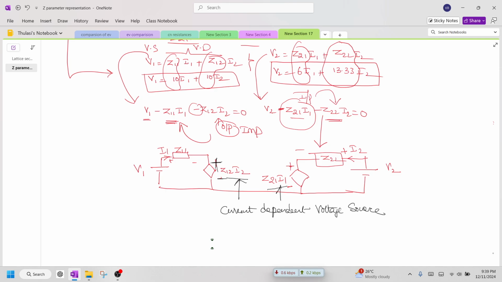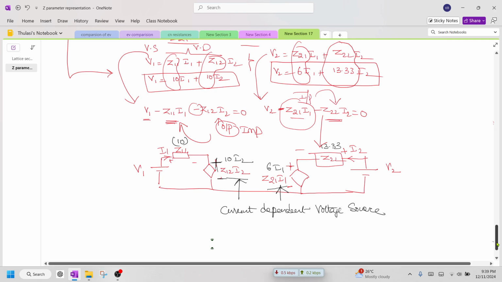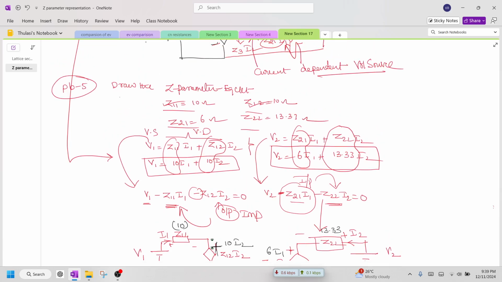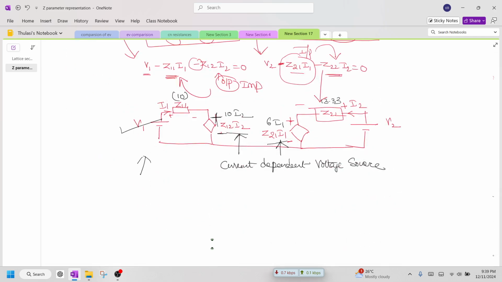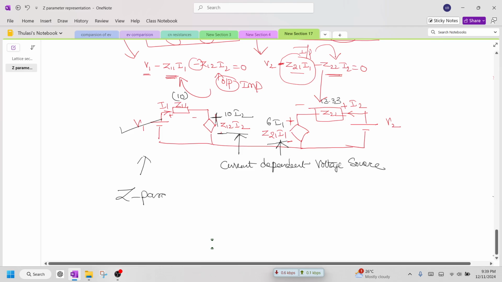This is also the same. So now, what are the values given? Z11 is how much? This Z11 is 10 ohms, and Z12 is how much? 10 into I2, and Z21 is 6 into I1, Z22 is 13.33. So this will be the solution for the question asked. Draw the Z parameter equivalent circuit. This is the required Z parameter equivalent circuit.